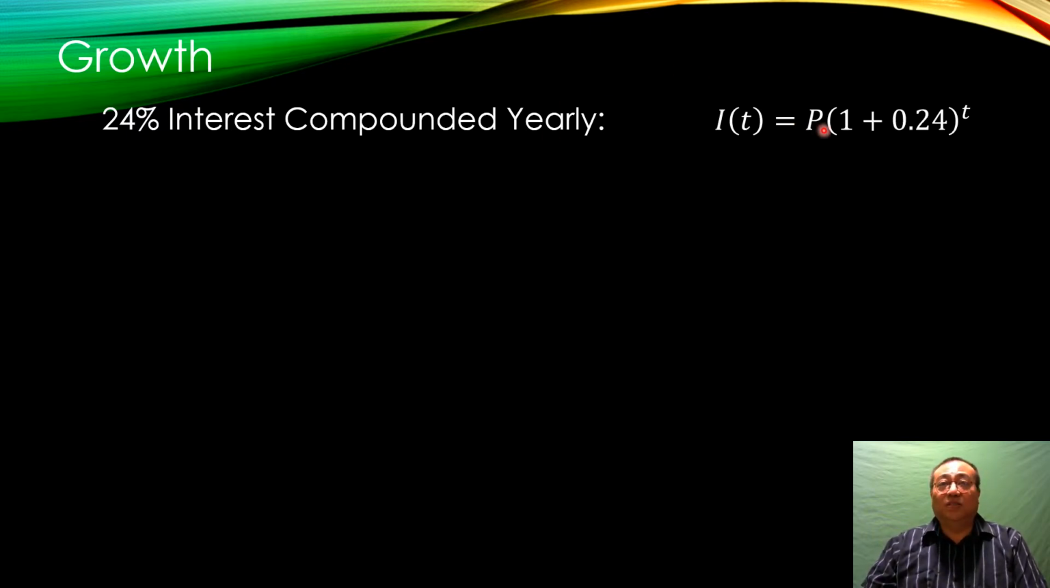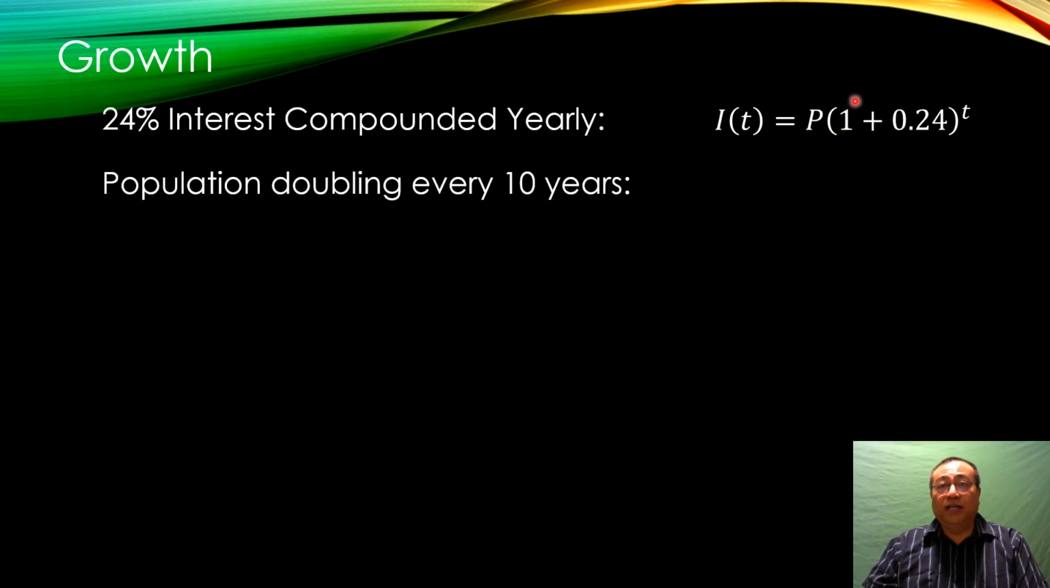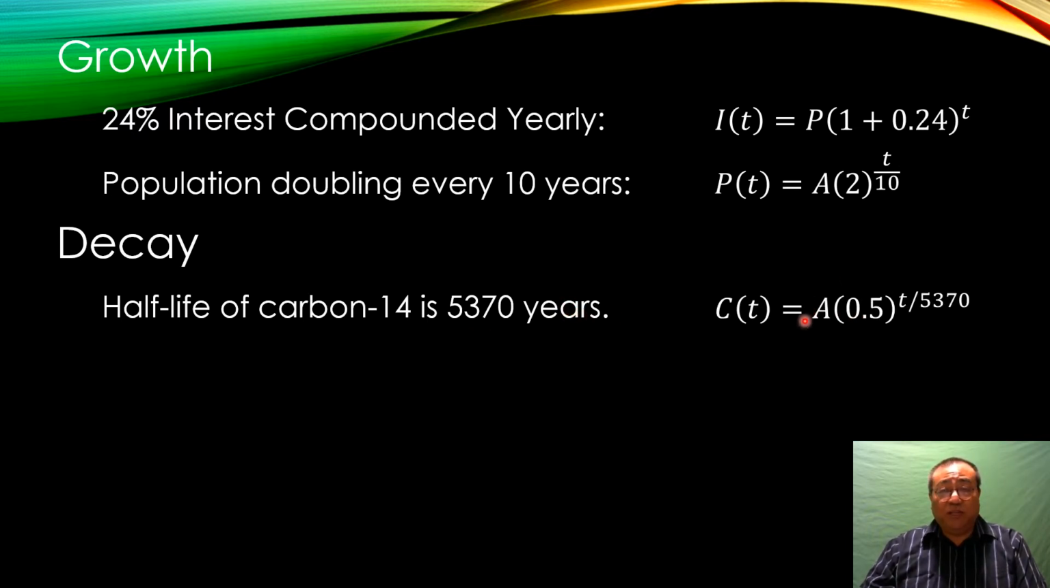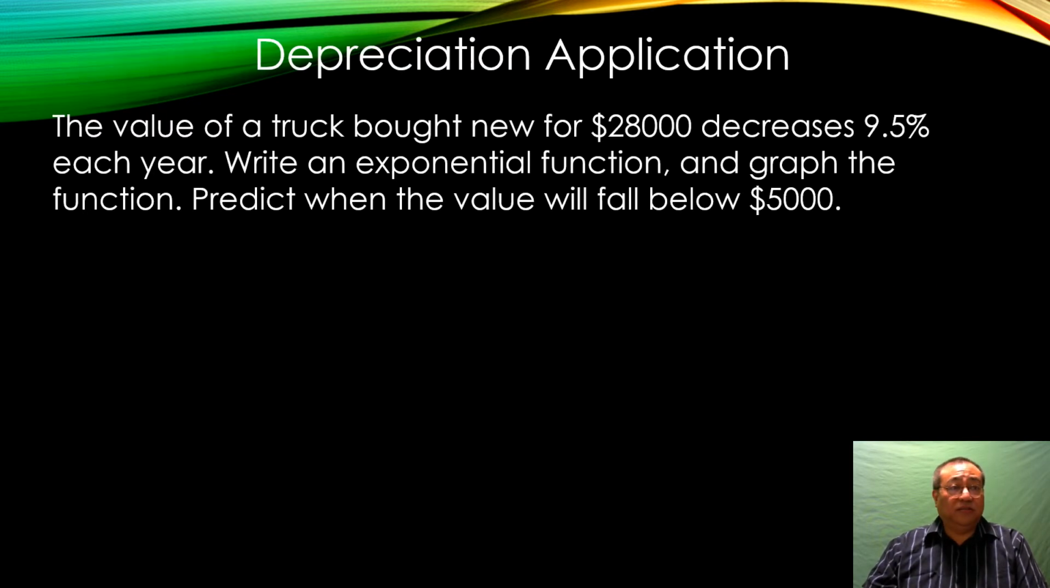All right, so it's typically this formula, 1 plus 0.24. So that's the interest added. Population doubling every 10 years. So here, A is the original amount, 2 is the base. If it's doubling every 10 years, it's t over 10. Decay. Half-life of carbon-14 is 5,370 years. So A will be the beginning amount of carbon you have. 0.5 is the same as half. t divided by 5370. That's our half-life formula.